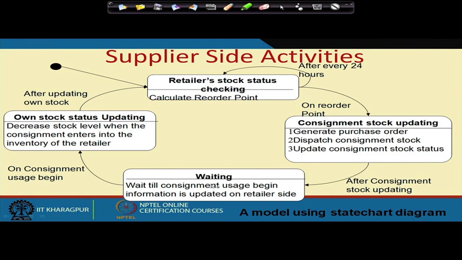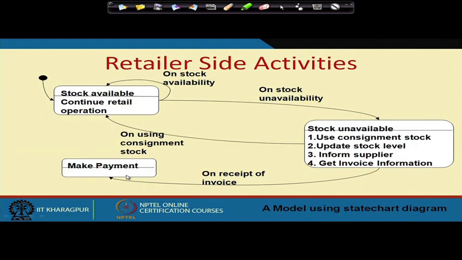This is how this whole process of retailer stock status checking, consignment stock status updating, waiting and updating the stock status when the consignment stock usage begins at the end of the retailer, this whole cycle continues. Similarly, at the retailer side as well, we have this whole process repeated every time. Every time a consignment stock is sent and it is opened, this whole cycle keeps repeating.